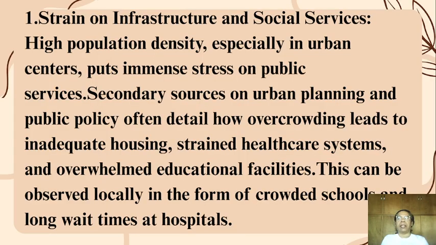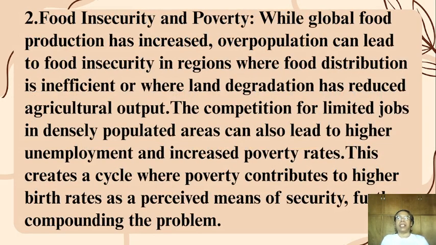Secondary sources on urban planning and public policy often detail how overcrowding leads to inadequate housing, strained healthcare systems, and overwhelmed educational facilities. These can be observed locally in the form of crowded schools and long wait times at hospitals.